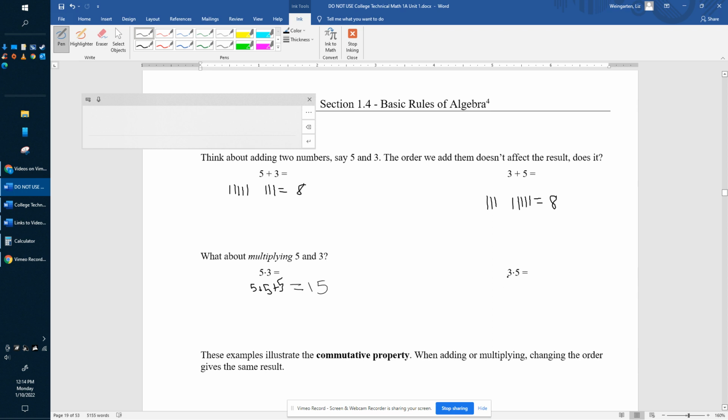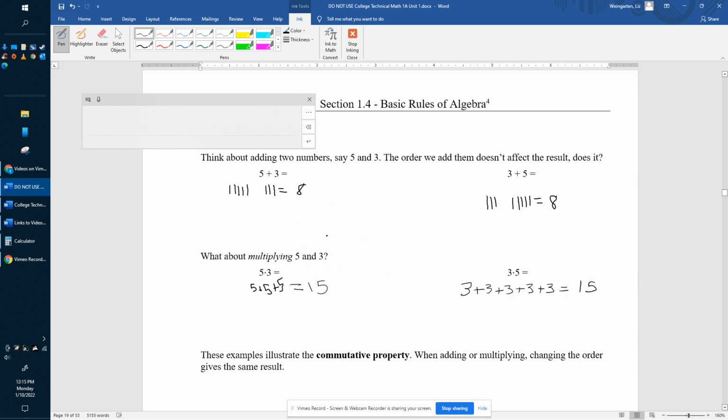How about 3 times 5? So this is multiplying 3 5 times. We're adding 3 together 5 times. So 3 plus 3 is 6, plus 3 is 9, plus 3 is 12, plus 3 is 15. We get the same number.